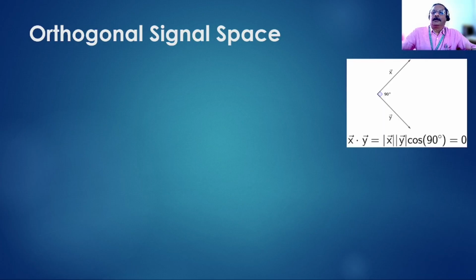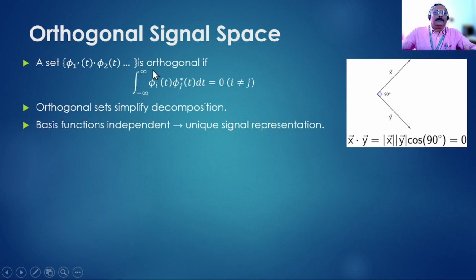Then we look at orthogonal signal space. If the angle between them is 90 degrees, then cos 90 is 0. Whatever the length of A or the length of B, it doesn't matter, the result is going to be 0 because cos 90 is 0. For signals, the projection is the integral of phi_i of t times the conjugate of phi_j of t over time, making sure that i and j are not the same. If it is 0, then we can say phi_i and phi_j are orthogonal to each other.